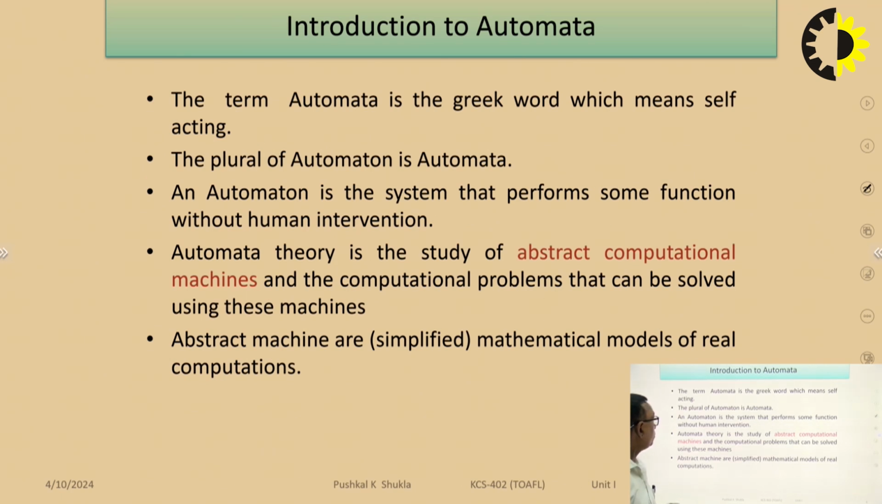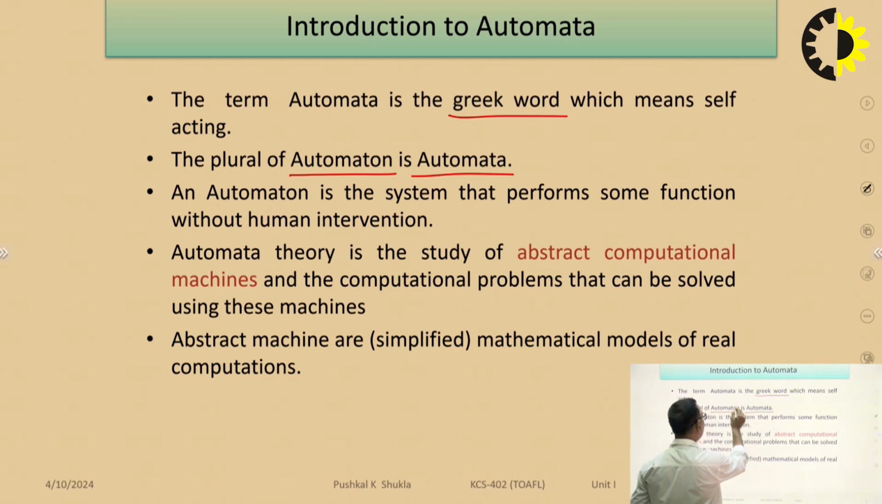The term automata is a Greek word which means self-acting. The plural of automaton is automata. Automaton is a singular word and its plural is automata. An automaton is a system that performs some function without human intervention. It is a machine which takes inputs, processes them, and provides outputs without intervention of human beings.